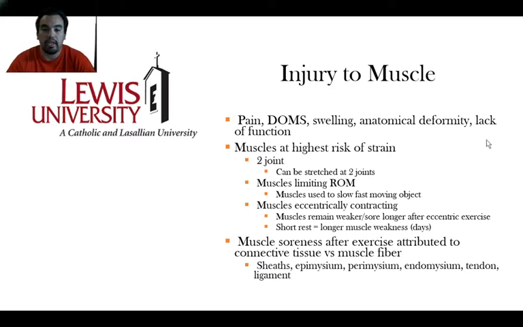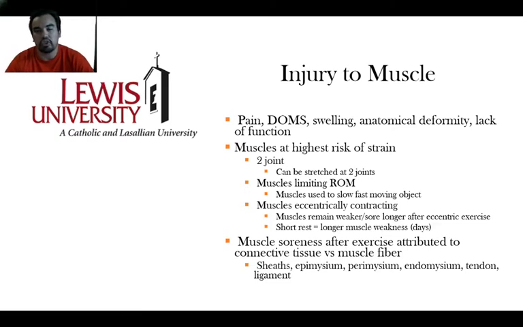So a lot of times anatomical deformity and lack of muscle function, or lack of function in general, kind of go together along with the pain and swelling after that. Muscles that are at the highest risk of a strain, which is what a muscular injury or a tendon injury is, right? Because they do have a contractile ability.